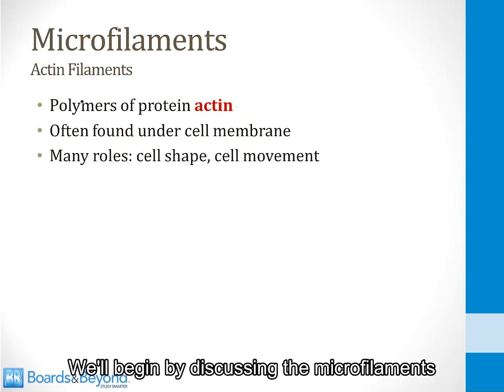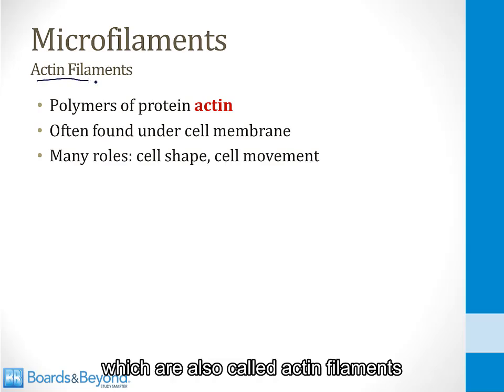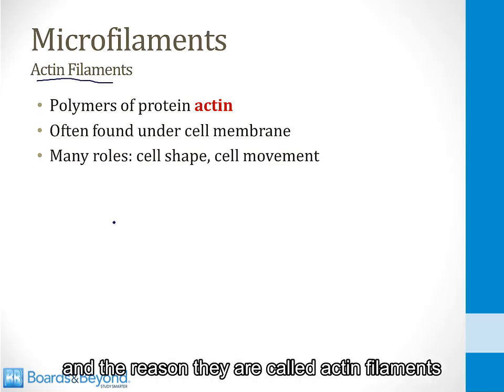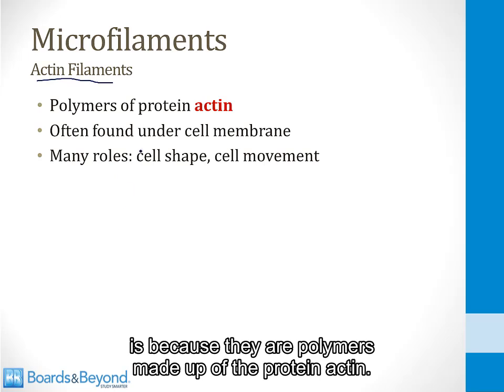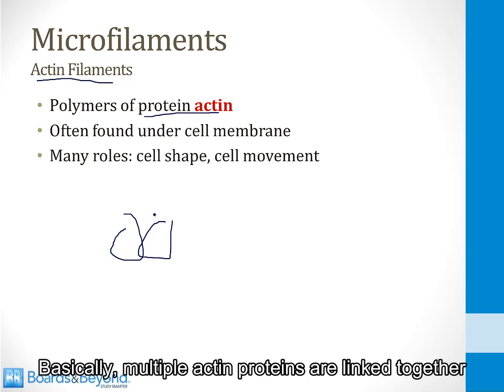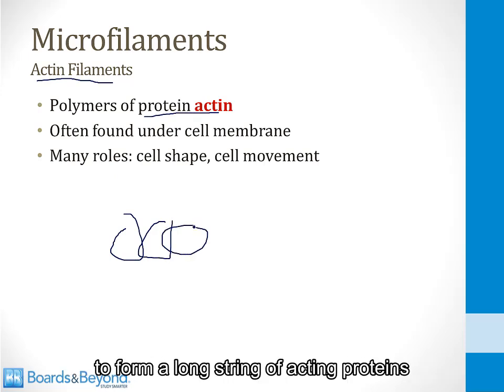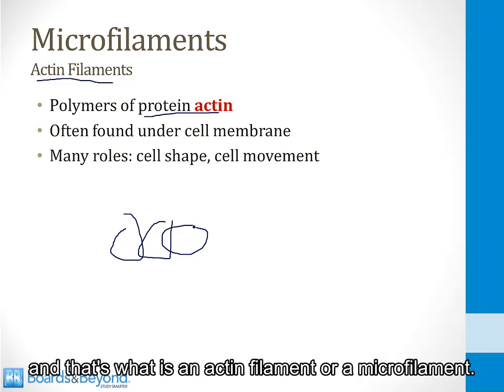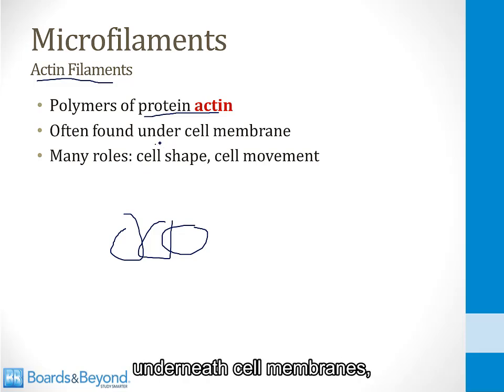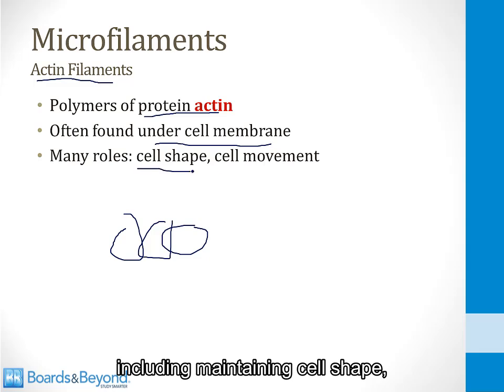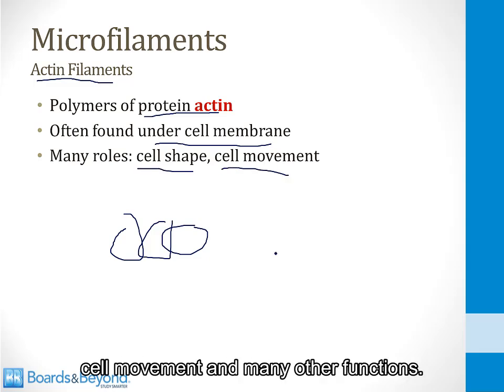We'll begin by discussing the microfilaments, which are also called actin filaments. The reason they are called actin filaments is because they are polymers made up of the protein actin. Basically, multiple actin proteins are linked together to form a long string of actin proteins, and that's what an actin filament or a microfilament is. These types of structures are often found underneath cell membranes, and they have many roles in cells, including maintaining cell shape, cell movement, and many other functions.